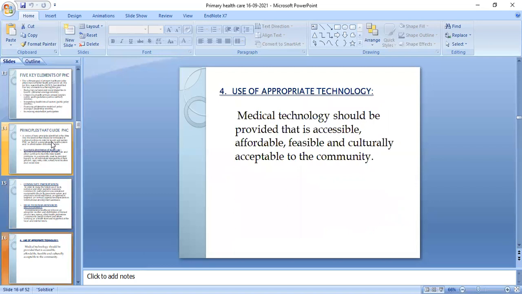Fourth principle is the use of appropriate technology. Medical technology should be provided that is accessible, affordable, feasible, and culturally acceptable to the community. For example, the availability of a refrigerator in a basic health unit will give much benefit to the community, while sophisticated machinery such as CT scans and other cardiovascular machines will help only a small number of people in the community. So the medical technology should be given to those from which the maximum number of people can benefit.